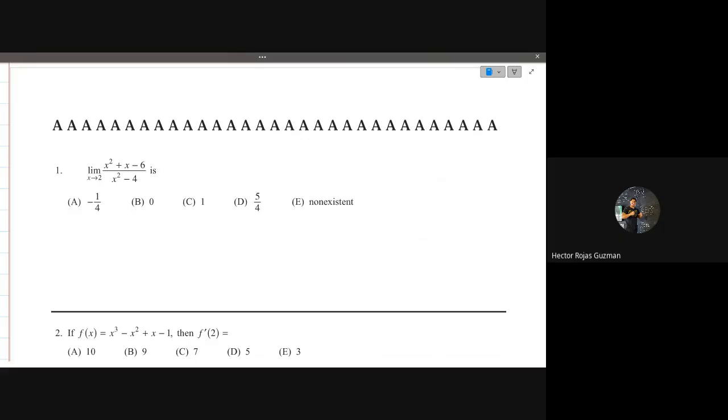Find the limit as x approaches 2. So automatically what you want to do is try to plug in the 2, but because this polynomial looks like it's factorable, we're going to try to factor it. So here we have (x plus 3)(x minus 2) divided by (x minus 2)(x plus 2). We can go ahead and cancel out the common factors, leaving us with (x plus 3) divided by (x plus 2). And now you can go ahead and plug in the 2. So we get 5 over 4. If you try to plug in the 2 at the beginning, we would have gotten an undefined answer. So you could also try L'Hopital's.